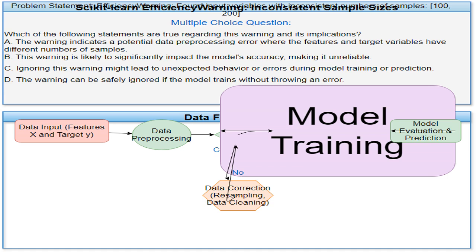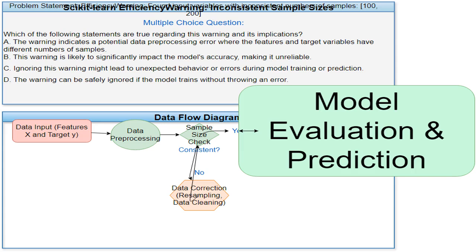The model can't be trained reliably with inconsistent data. Data correction, resampling, data cleaning, is now my focus. I'll need to fix this. The inconsistent data is preventing a proper model training. I need to use techniques like resampling to match the number of samples, or data cleaning, to remove irrelevant samples, to make sure the data is consistent before I can proceed.